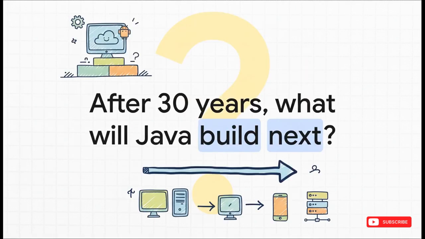So you see, Java isn't just some piece of ancient history. It's a living language that has consistently evolved. For decades, it has really defined what reliability and scalability look like in the world of software. And that leaves us with a pretty fascinating question. After shaping our world for 30 years, what's Java going to build next?